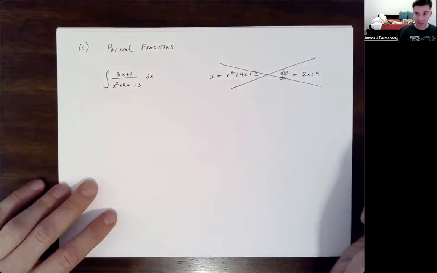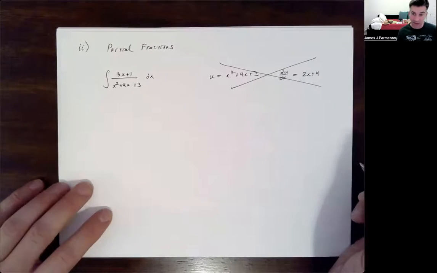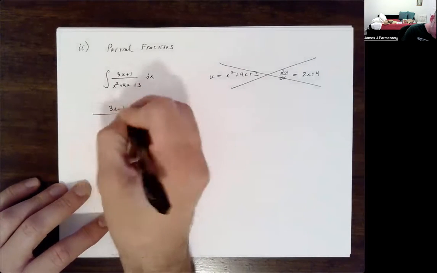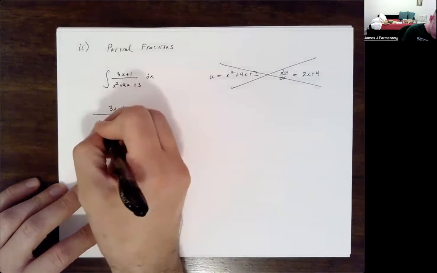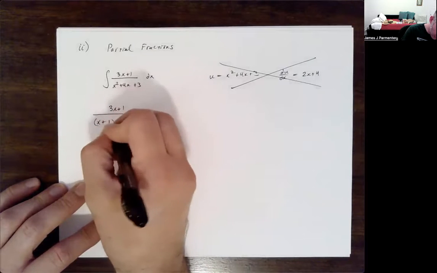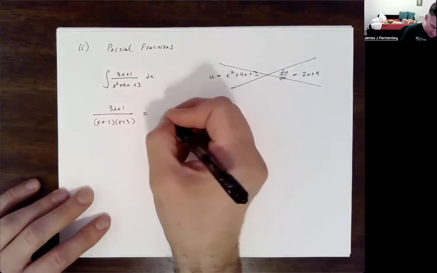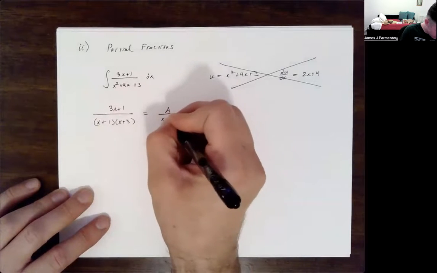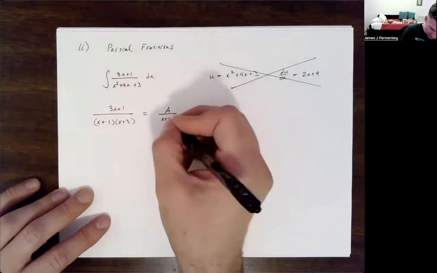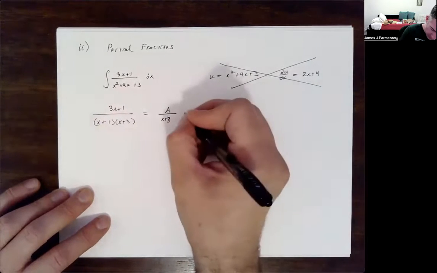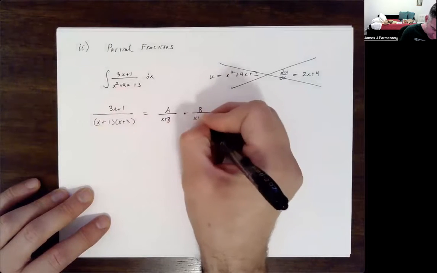So then we have to look and see, well, does the denominator factor? And it does. We can rewrite 3x plus 1 over x squared plus 4x plus 3 as 3x plus 1 over x plus 1 times x plus 3. And then we're going to rewrite that as a over x plus 1. The notes are a over x plus 3. I guess I should be consistent with the notes just to be consistent. Plus b over x plus 1.